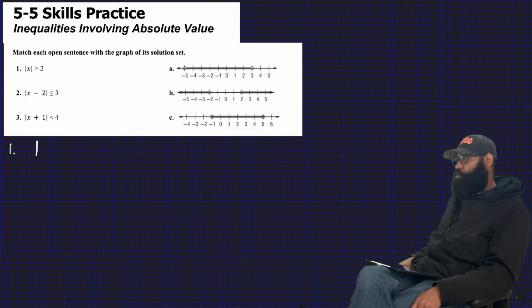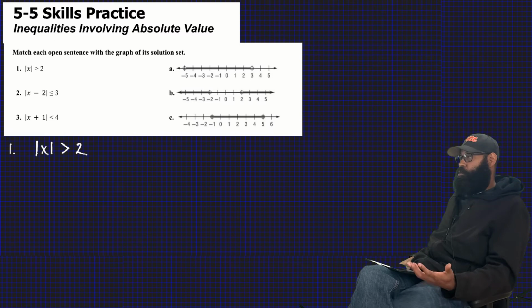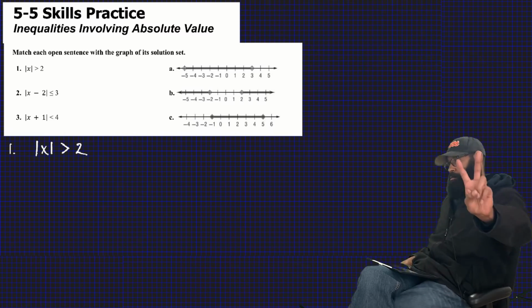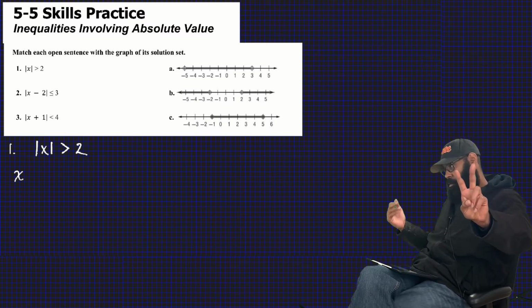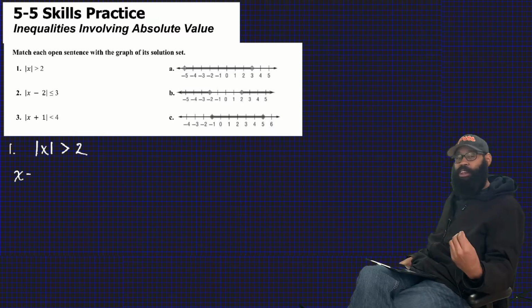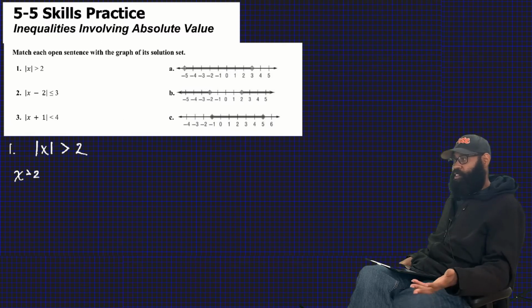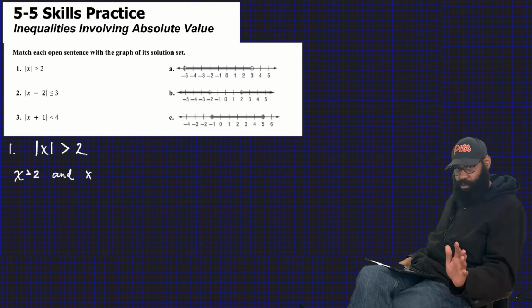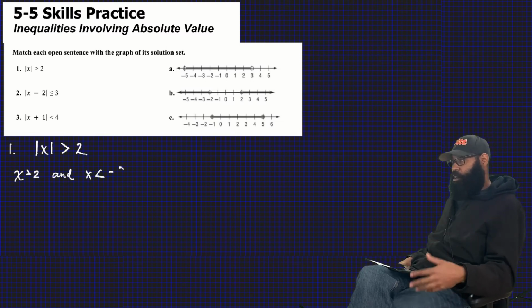So number one, the absolute value of x is greater than 2. Knowing that whatever's inside that absolute value has to be positive 2 when simplified or negative 2 when simplified, but there's nothing to simplify. So the x has to be either 2 or the x has to be negative 2. Those are the only two values that I can put inside of that absolute value that's going to make that statement true. So taking away the equal sign because it's not an equation, I'm still just going to keep it at x is greater than 2 and x is less than negative 2.